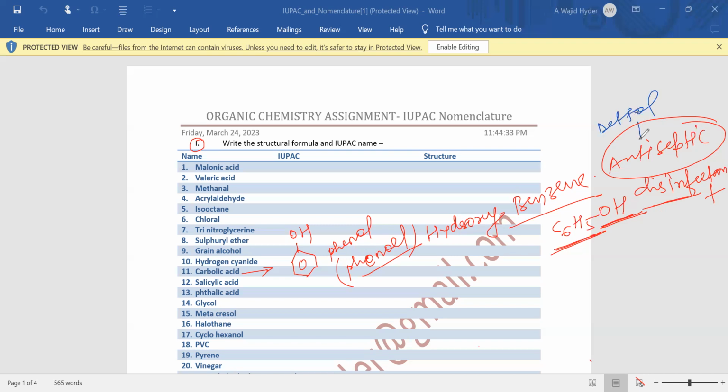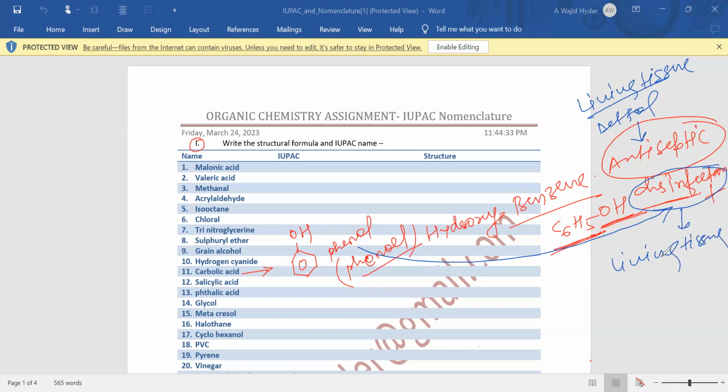Not really. Dettol is antiseptic. And phenyl is disinfectant. This you can use on living tissues. This can't be used on living tissues. This can only be used on non-living surfaces. On your floor, table, all this, phenyl will be used, not Dettol.